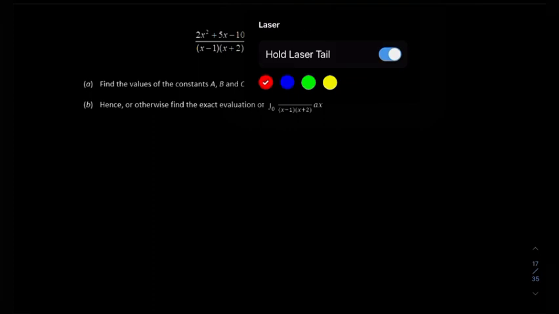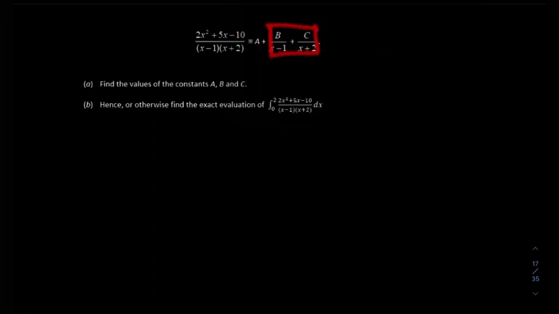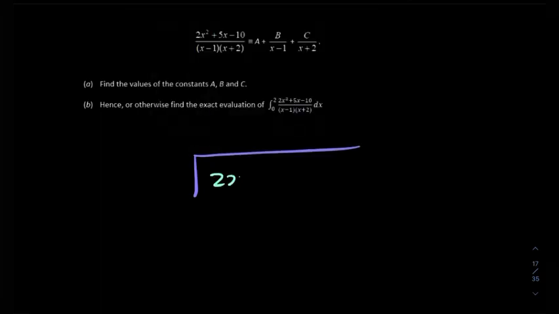Okay, so before we do any partial fraction analysis, we need to do long division or polynomial division. So we divide the numerator, 2x squared plus 5x minus 10, by the denominator. Now, the denominator is no good in that form. Let's expand that. That will give you x squared plus x minus 2. So we put that here.